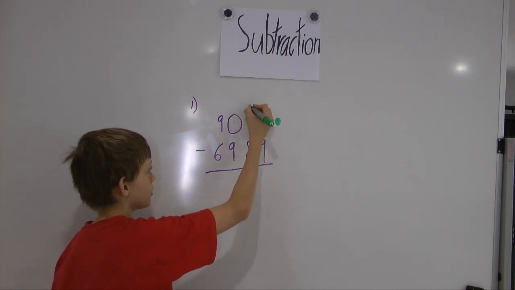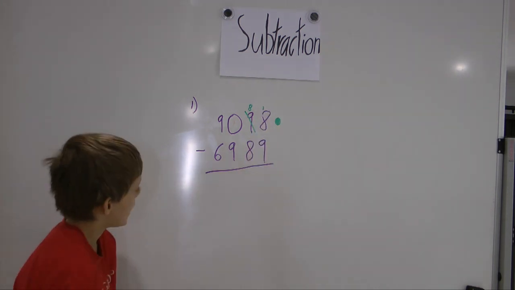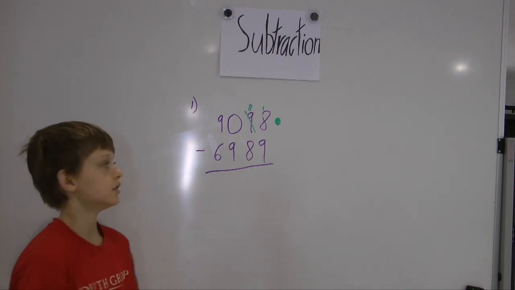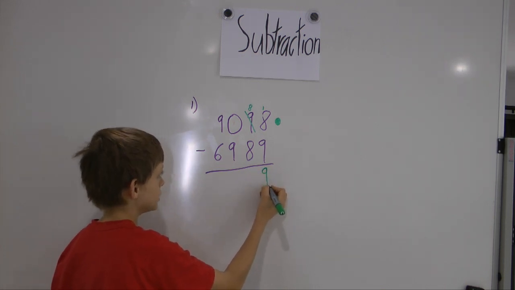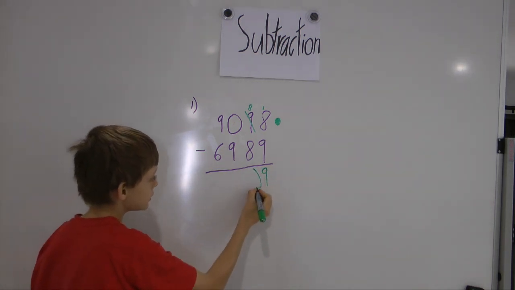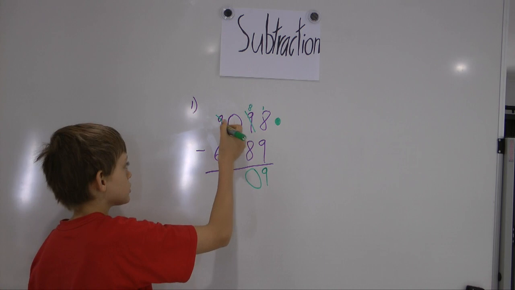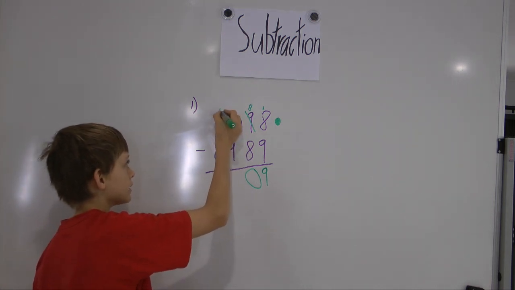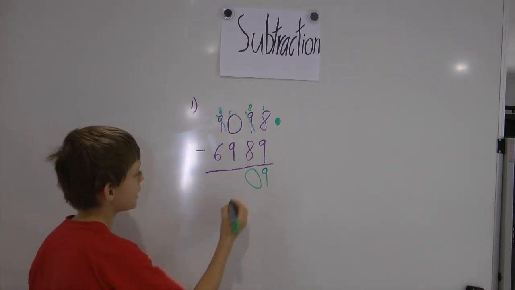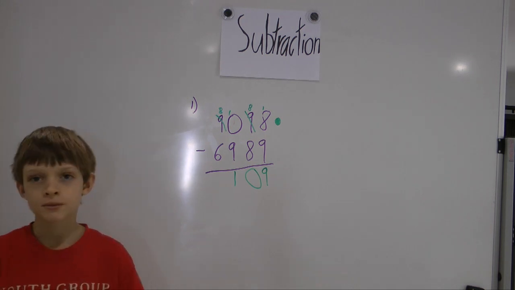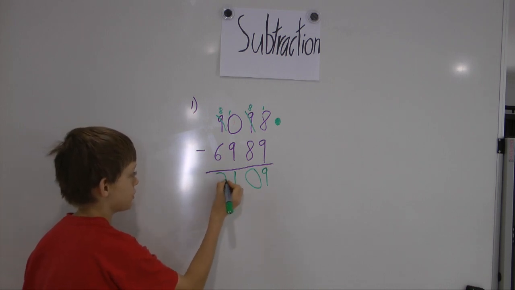We carry 1 from the 9, which makes the 8 now 18, and the 9 8. And we now do 18 minus 9, which is 9. Now we do 8 minus 8 is 0. And 0 minus 9, you can't do that. So you make this 9 an 8, and the 0 is now 10. That's 10 minus 9, which is 1. Now the last step was 8 minus 6, which is 2.